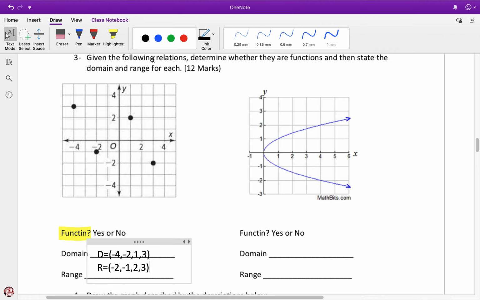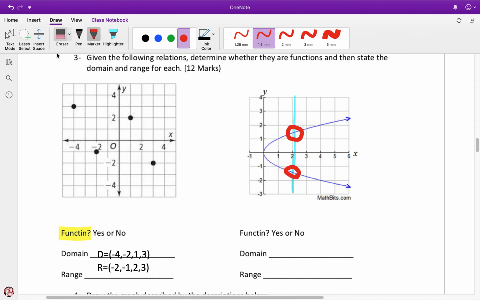So, function or not here. For the function part, we do the vertical line test, right? If I draw a vertical line here, I cross it in two spots, here and here. So the vertical line test fails. Therefore, it is not a function. Not a function.